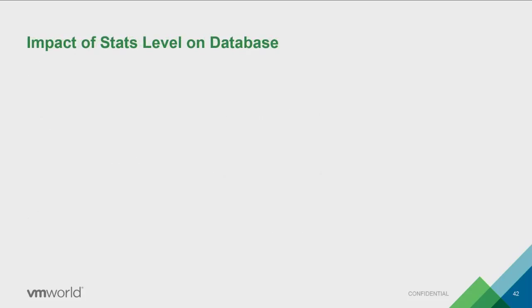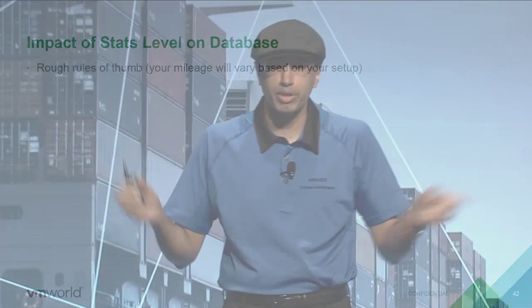So first, let's talk about stats level. Your mileage may vary because the number of statistics that you persist in your database depends on how many vCPUs, how many disks, how many networks, how many NICs, how many of a lot of different things are connected. There's maybe 700 people in this room, and there's at least 700 different environments that we have.